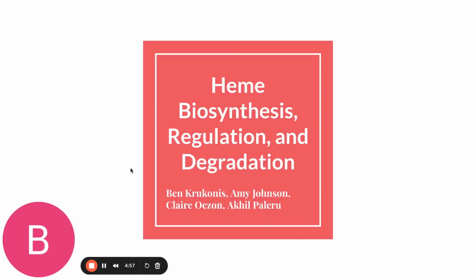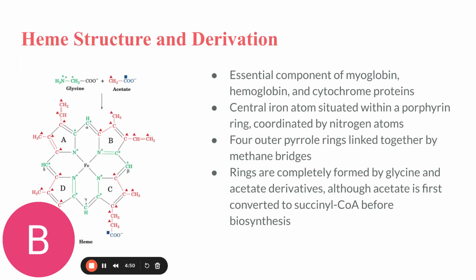Today we're going to discuss heme biosynthesis, regulation, and degradation. So, essentially, heme is an essential component of myoglobin, hemoglobin, and cytochrome proteins. The structure here is on the left. It is a central iron atom situated within a porphyrin ring, coordinated by nitrogen atoms here.